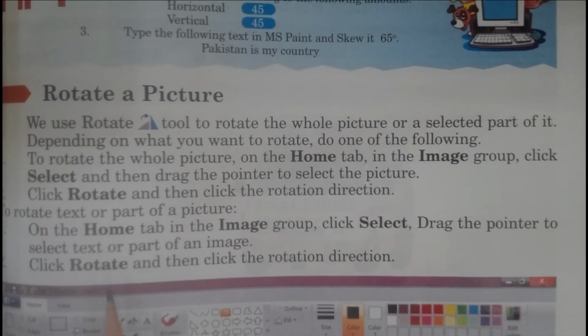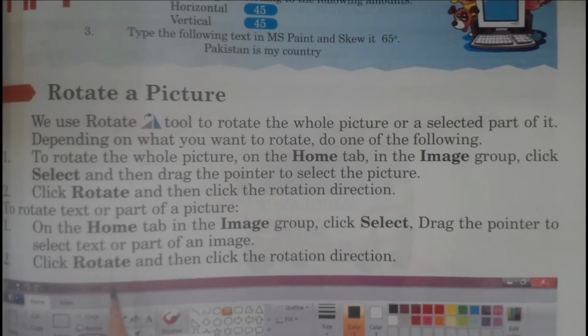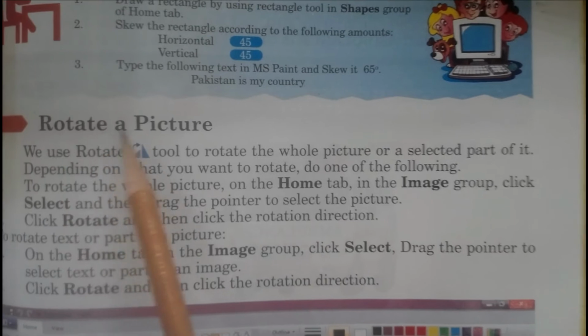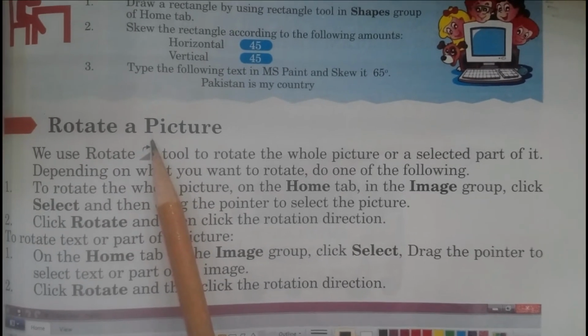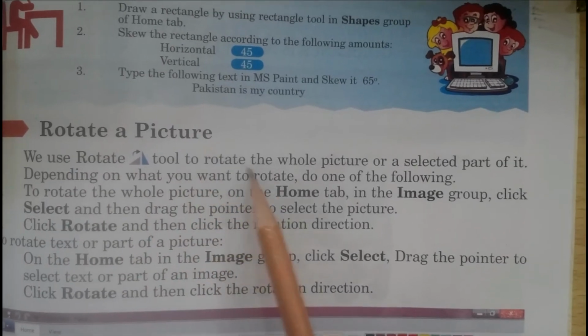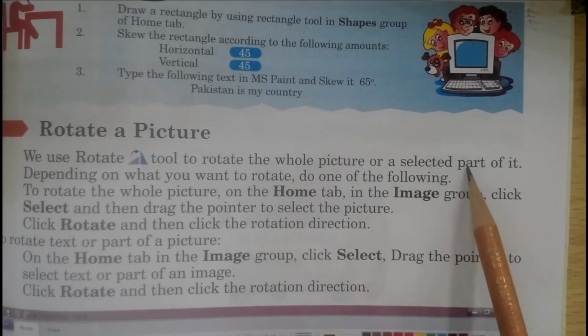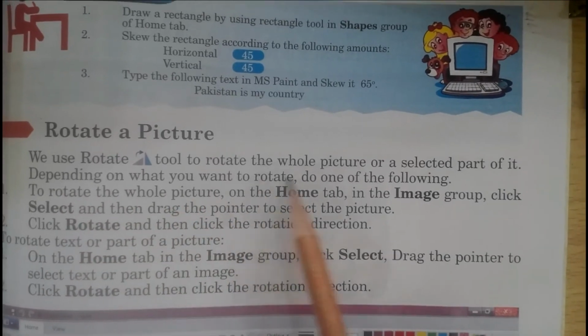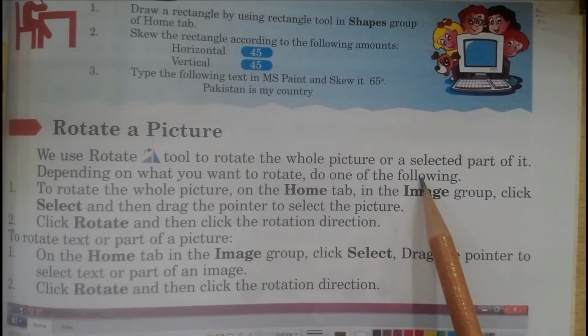Subject Computer Science, Unit number 3, Commonly Used Software. Students, today we are going to start our topic Rotate a Picture, and it's on page number 91. We use the Rotate tool to rotate the whole picture or a selected part of it. Depending on what you want to rotate, do one of the following.